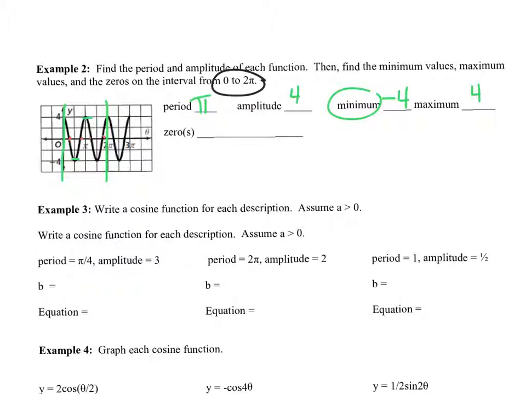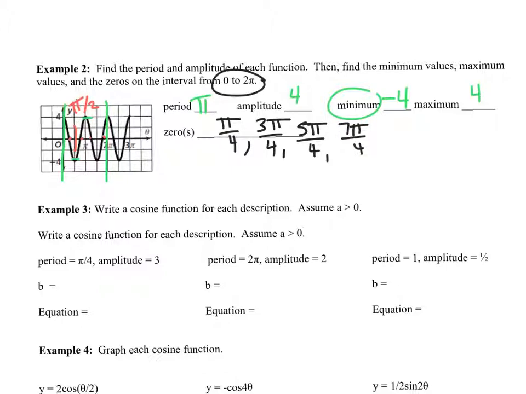So the zeros are going to be, if this is pi, right here has to be pi over 2. So the zeros are in between 0 and pi over 2. So the zeros are at pi over 4. This would be 3 pi over 4. This would be 5 pi over 4. 7 pi over 4. So I'm going to write those out. So it's pi over 4, 3 pi over 4, 5 pi over 4, and 7 pi over 4.